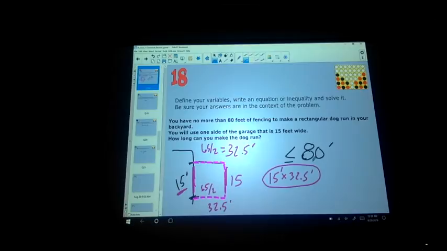I'm happy with that. To me, if you have the entire width of the garage, you said you're going to use 15 feet. Well, use 15 feet. And then you'd have an opposite side being 15 as well.